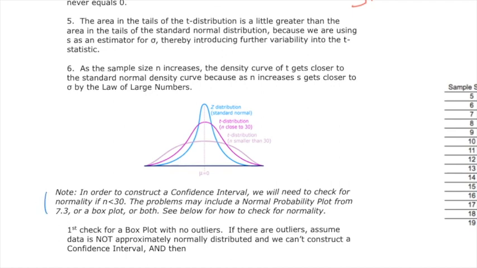It's important to note that in order to construct the confidence interval for mean, we have to check for normality. So we have to have that normal bell-shaped property in order to construct our confidence interval. The problems may include a normal probability plot that you guys read about in 7.3, or a box plot, or both. So below, we talk about how we're going to use these to check for normality.